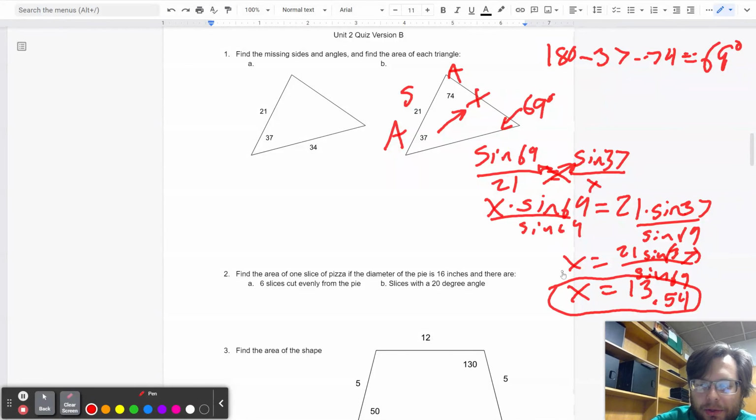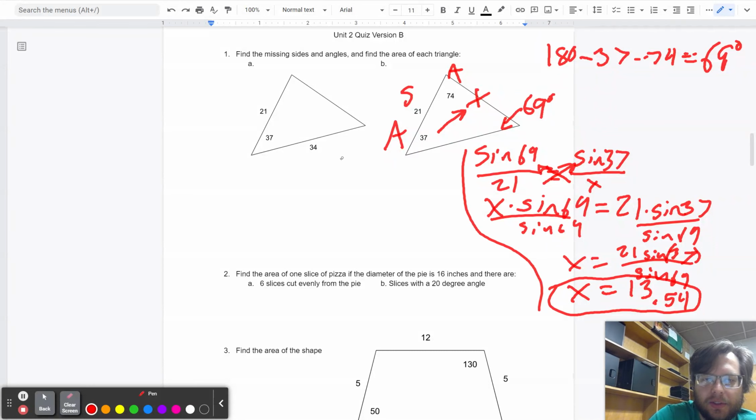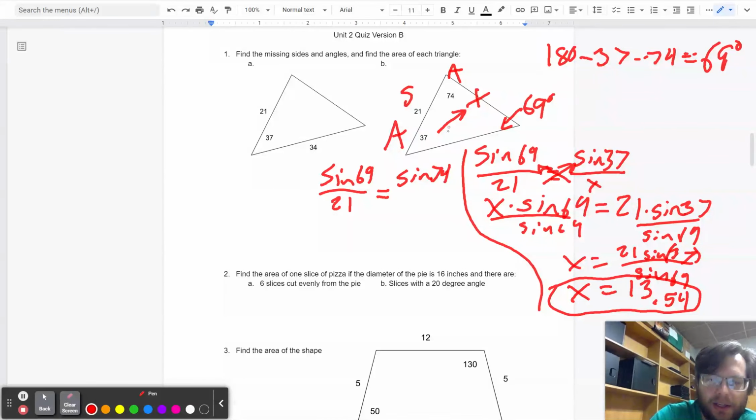Now I've got a couple choices because I know the x value, and so I have two sides and an angle, or I have two angles. I could do law of sines again. I kind of just like to do law of sines twice because it's familiar. I mean, I just did it a second ago, so it's easy to do it another time. I'm gonna call this side y.